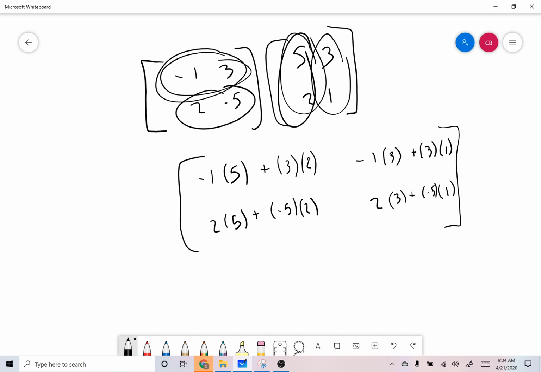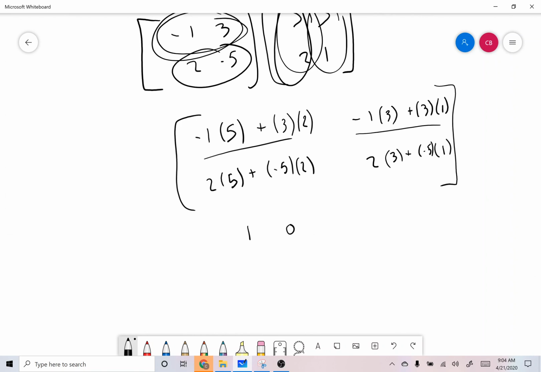Okay, so let's calculate. This top corner, that's 6 minus 5, which is 1. -3 plus 3, that's 0. 10 and -10, that's 0. And then 6 and -5, that's 1. So we got the identity. So what that means is A times A inverse is equal to I.